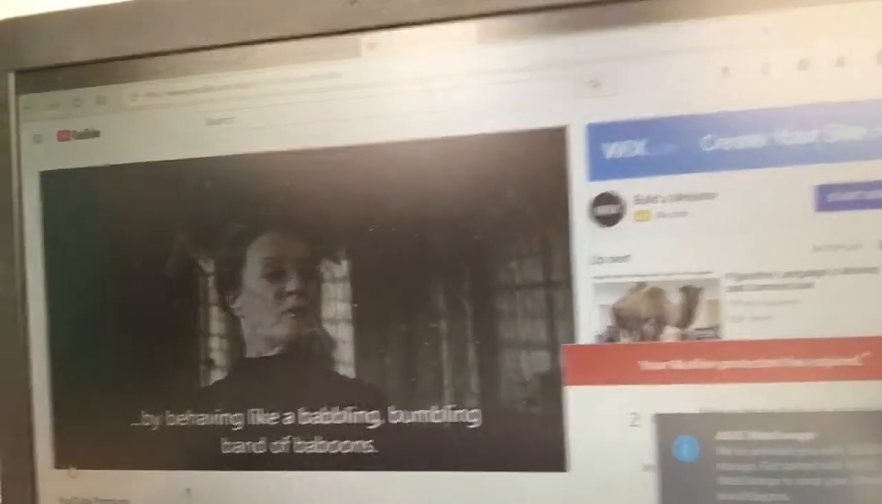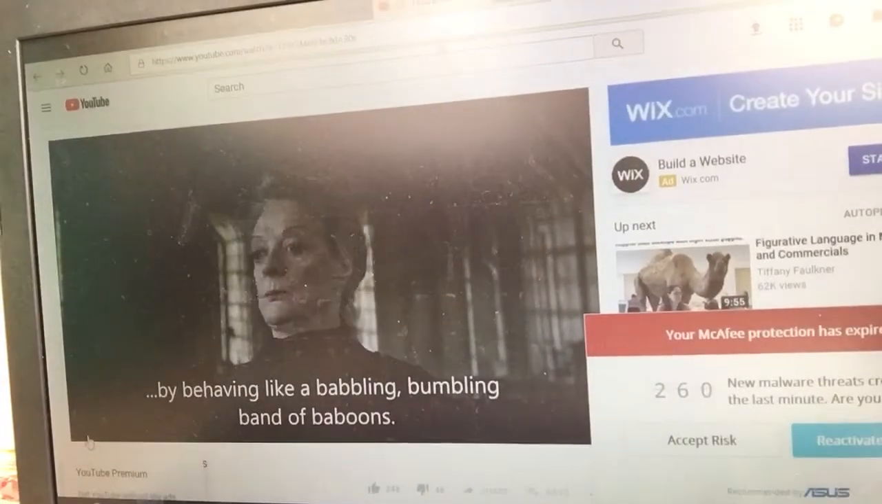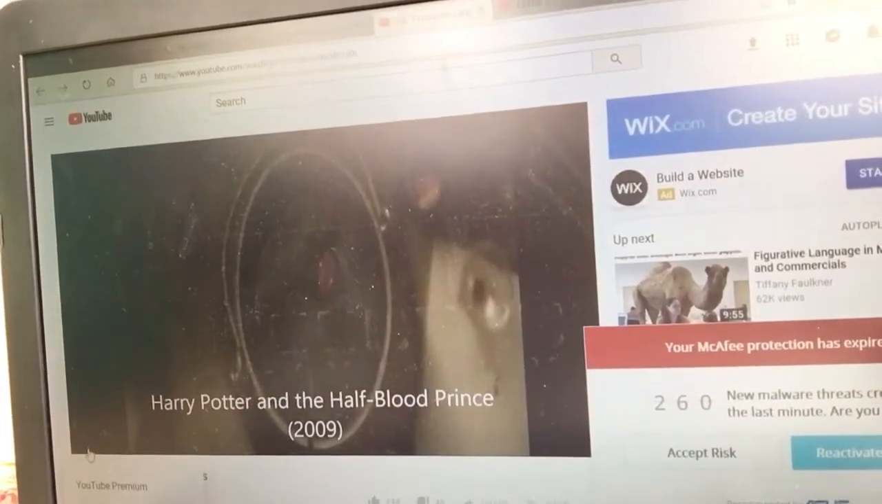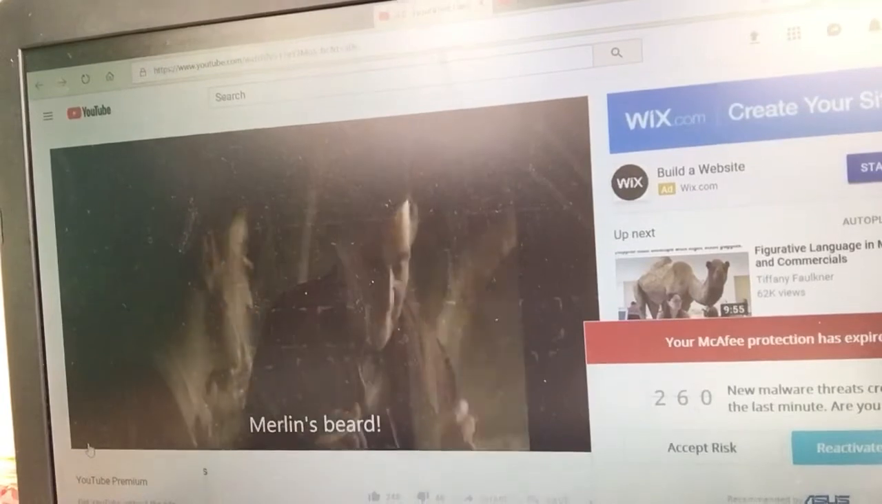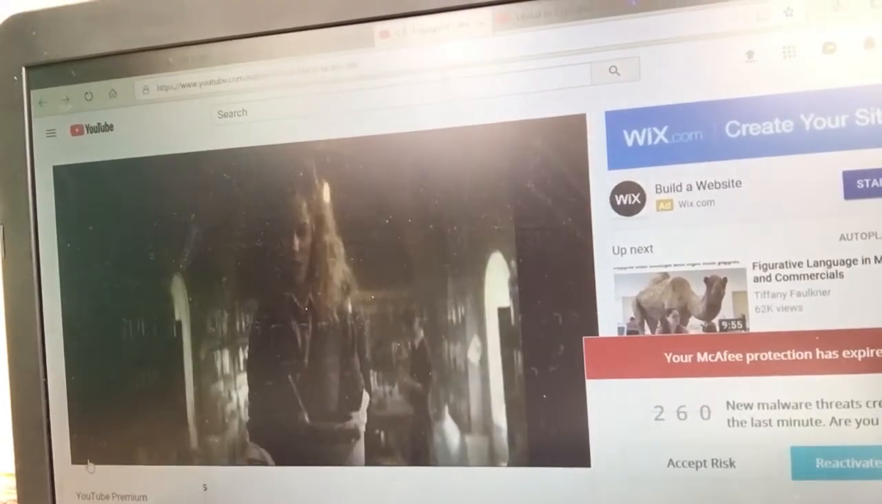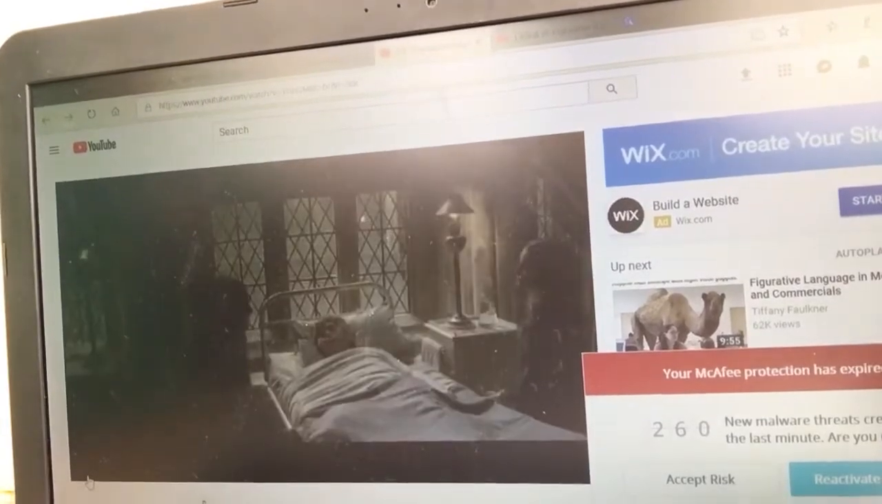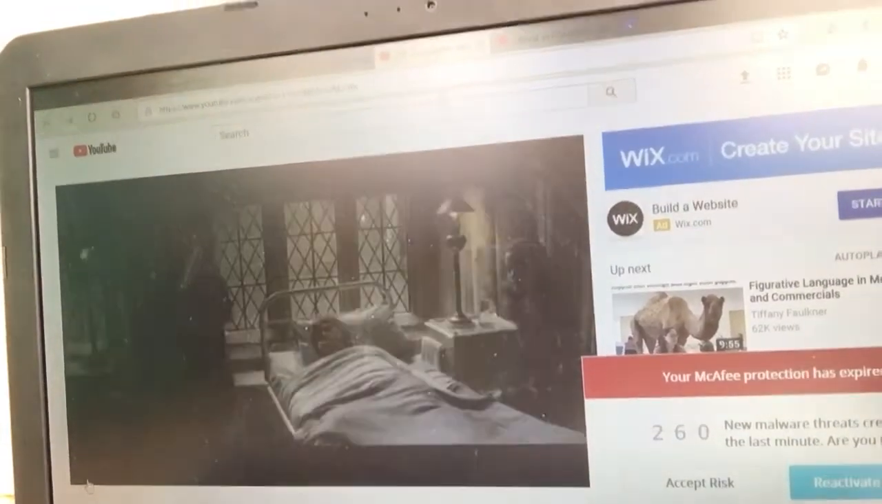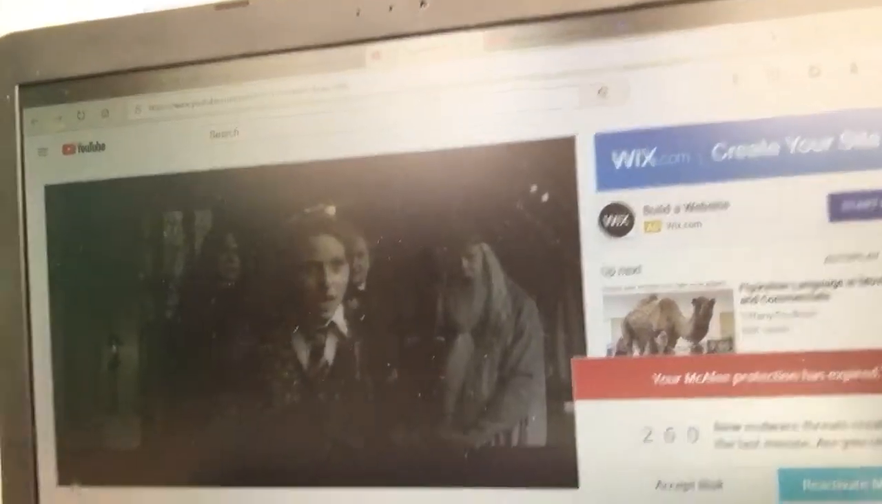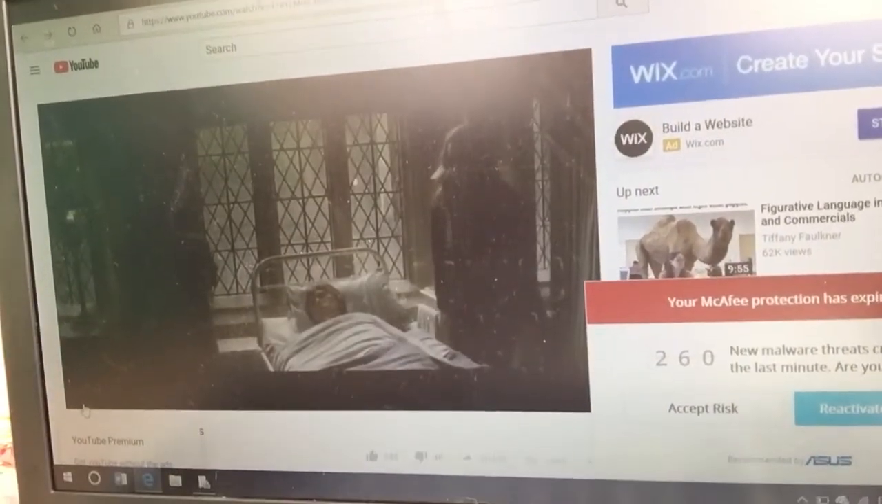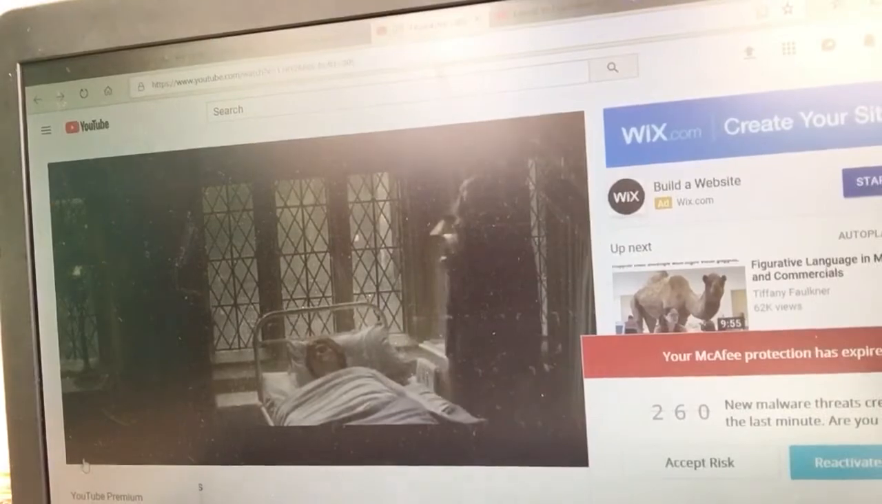Name by behaving like a babbling, bumbling band of baboons. That is weird. She's perfect. So perfect, I dare say one drop would kill us all. What's she doing here? I was asking you the same question. I happen to be his girlfriend. I happen to be his friend. That made me laugh. You haven't spoken in weeks.